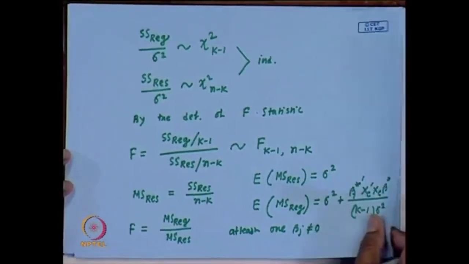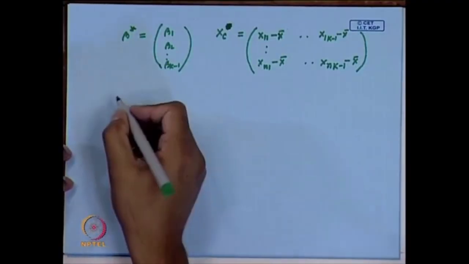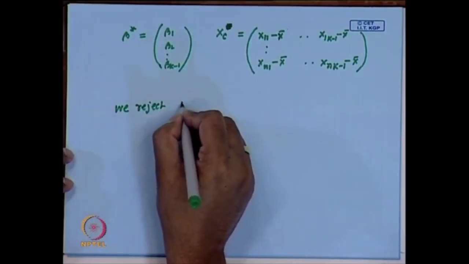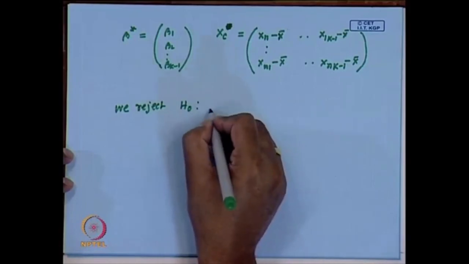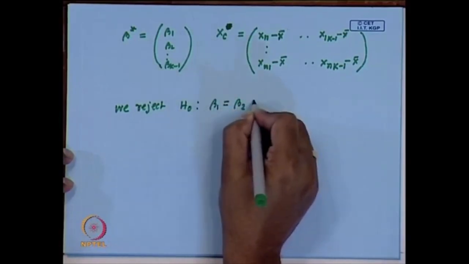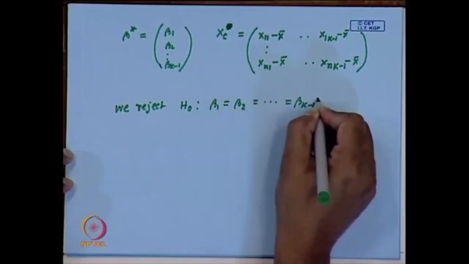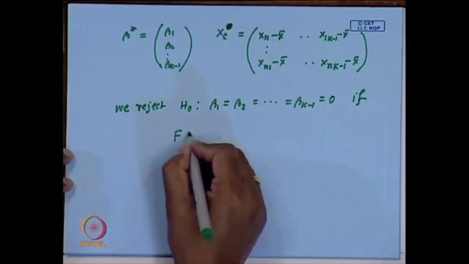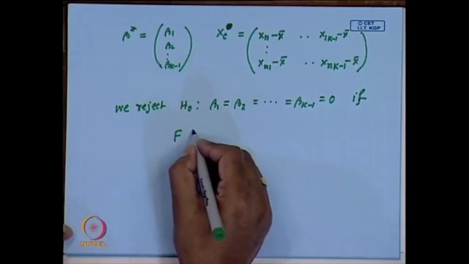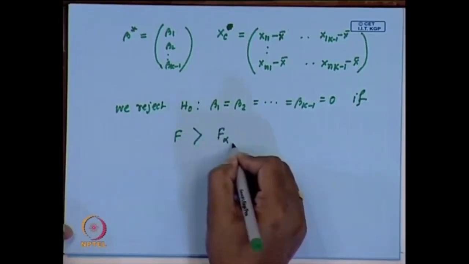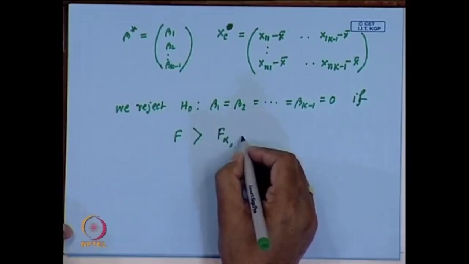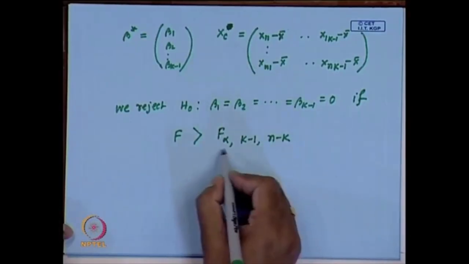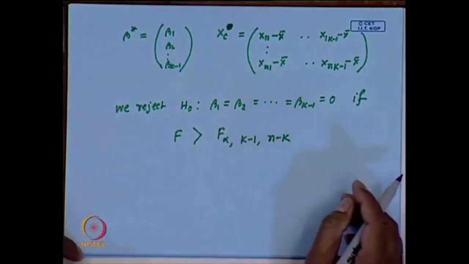So, based on this, we reject H naught, that is the null hypothesis that says that beta 1 equal to beta 2 equal to beta k minus 1 equal to 0. We reject this null hypothesis if the F value is high. High means the F value is greater than F alpha with degrees of freedom k minus 1, n minus k. Okay, so this value you can get from the statistical table.